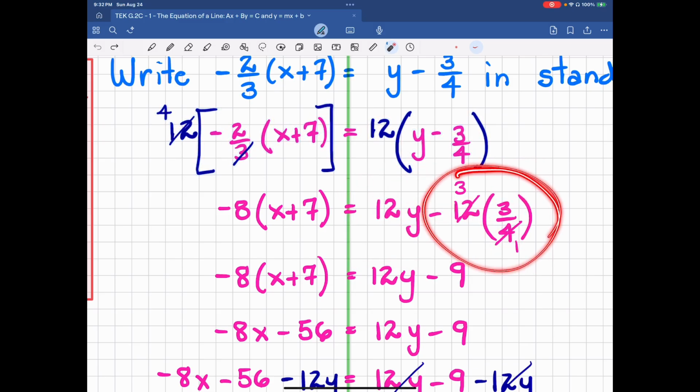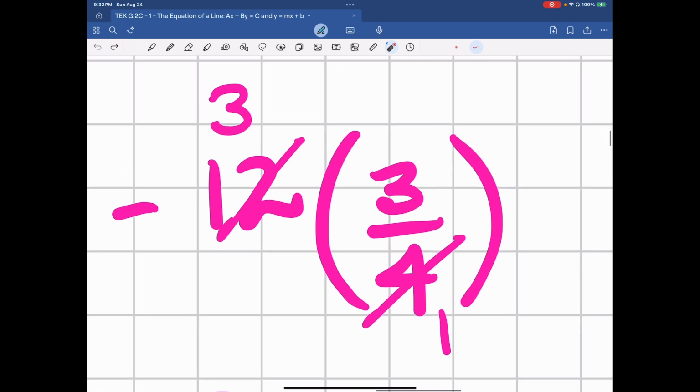Now we're going to focus on this part right here. You have a 4 in the denominator and you also have the 12 in the numerator. 4 can go into 12 3 times. So I can cross out the 4, cross out the 12, and replace it with a 3. So basically I am reducing the fraction. I am taking 4 divided by 4 is 1, 12 divided by 4 is 3, and then I'm going to multiply that 3 times the 3 that's in the numerator.